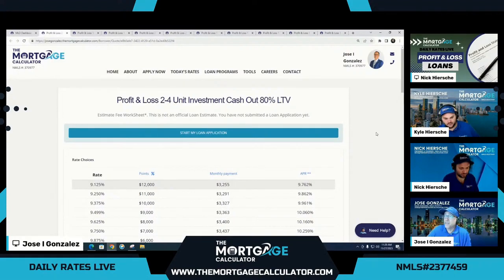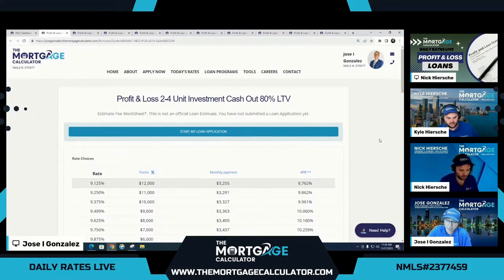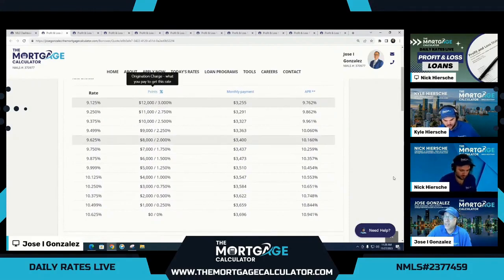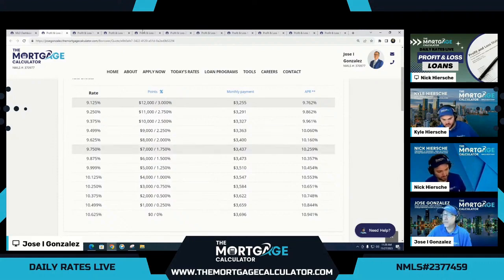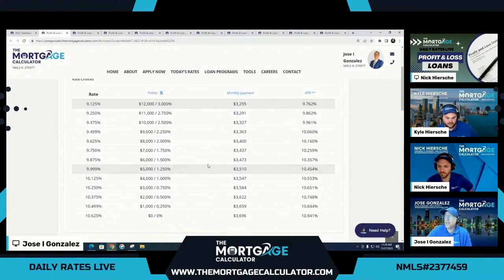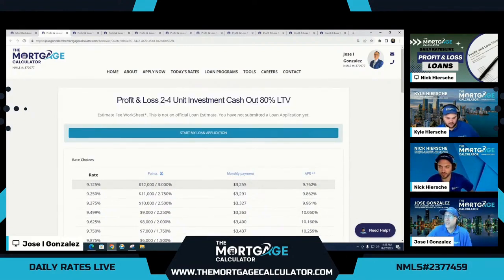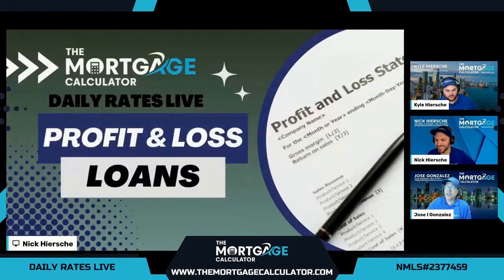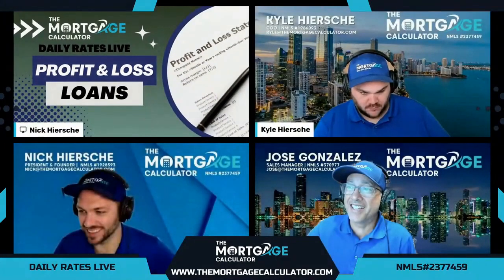And last but not least, our 2 to 4 units, specifically a 4 unit investment cash out at 80%, which is again the max LTV for this option. You are looking at 10.625 at par, and you can buy that down to 9.125% for your investment 2 to 4 unit cash out at an 80% LTV. Which exceeds conventional. Yes, by a long shot.